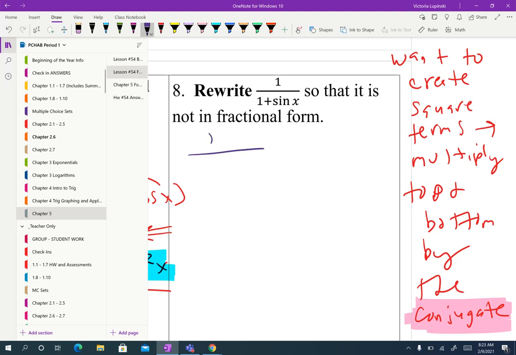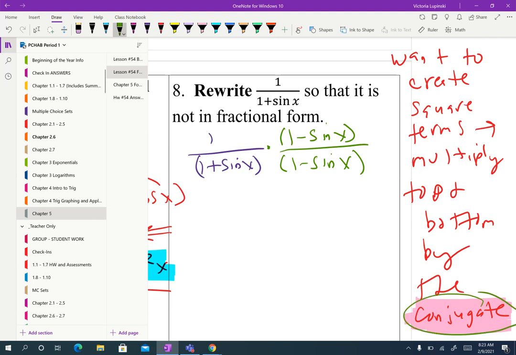Well, that means I'm going to take 1 over 1 plus sine. I'm going to remind myself that 1 plus sine has to stay together. And I'm going to multiply the top and bottom by the conjugate of 1 plus sine, and the conjugate of 1 plus sine is 1 minus sine. So again, why do I want it to be 1 minus sine? Because that is the conjugate. Why do I have to do 1 on the top and 1 on the bottom? Because if you simplify, that's technically equal to 1, and multiplying by 1 is always allowed.